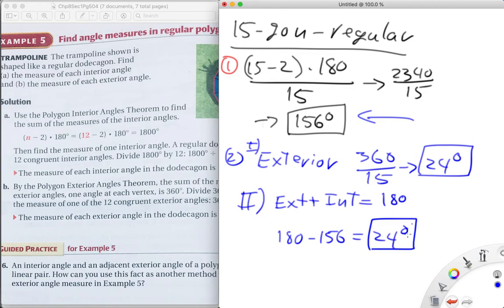So those are the two ways that I can get interior and exterior angles. I could either subtract one or the other from 180, or I can use n minus 2 times 180 divided by n to get the interior angle of one regular 15-gon, or I can divide 360 by 15 to get the exterior angle of one regular 15-gon.